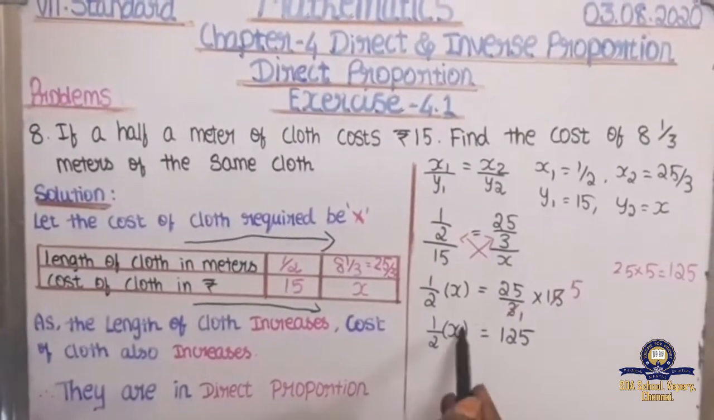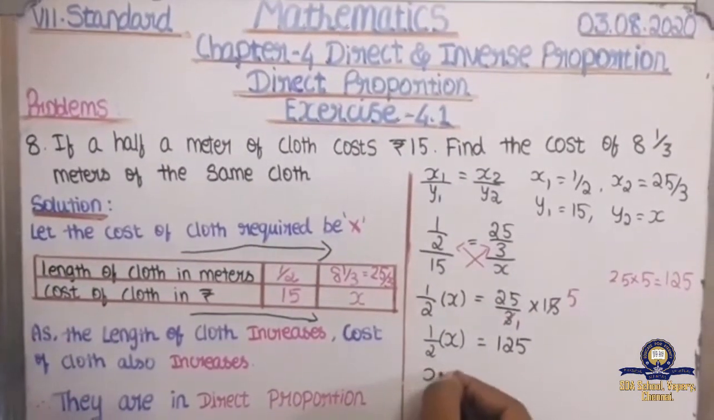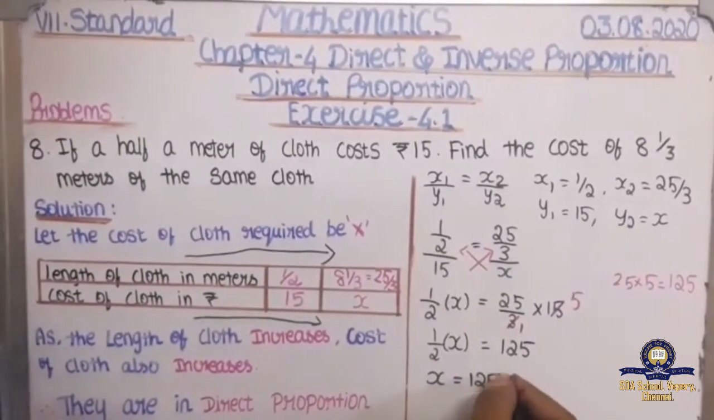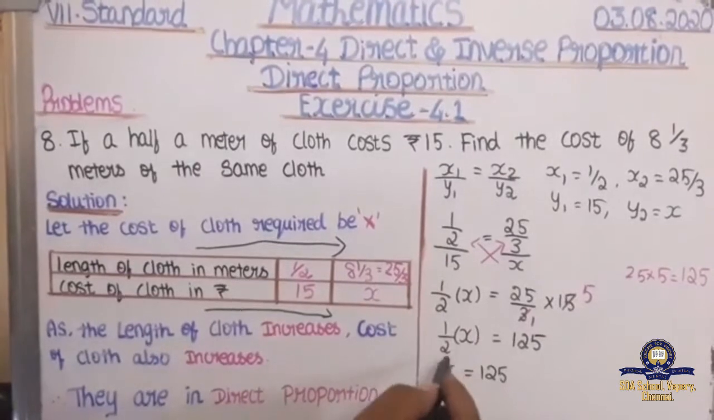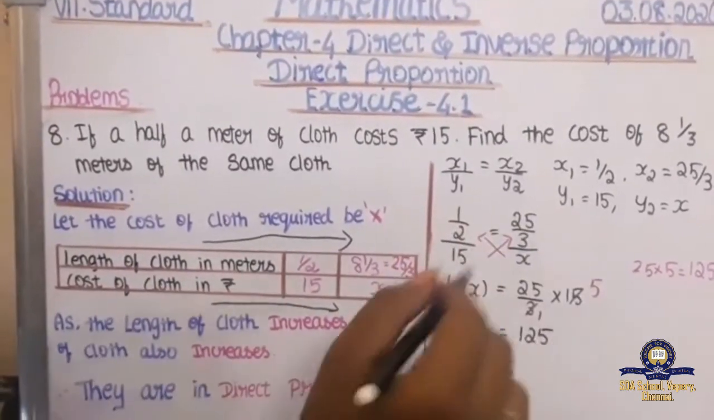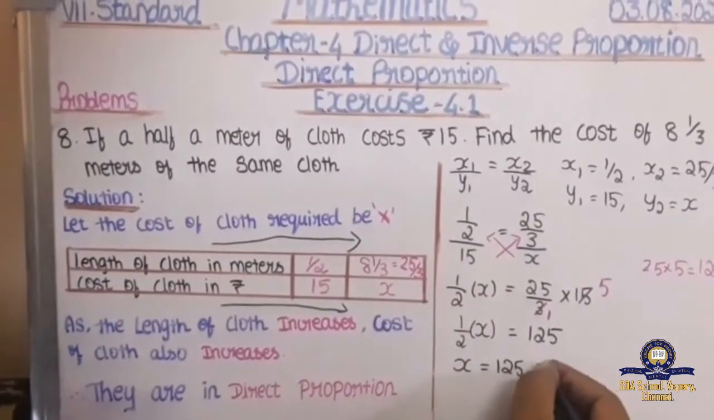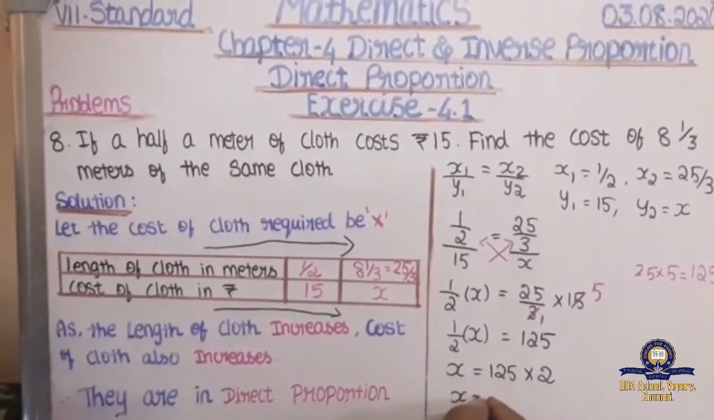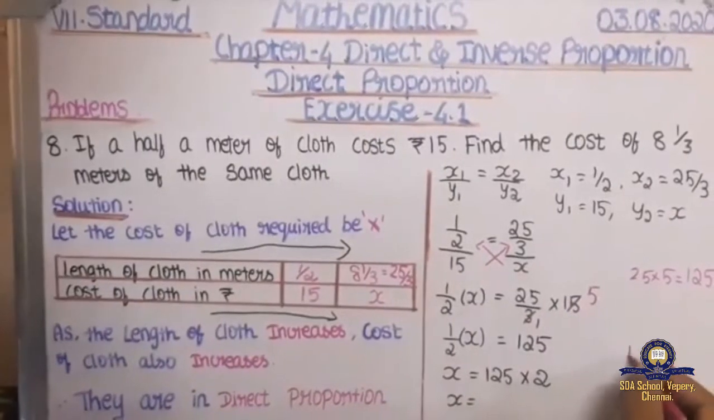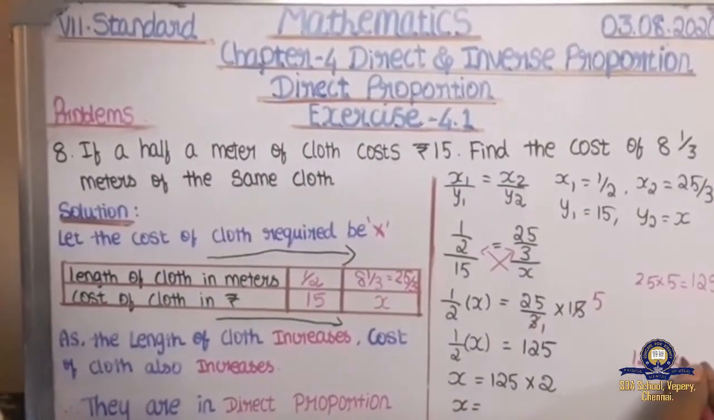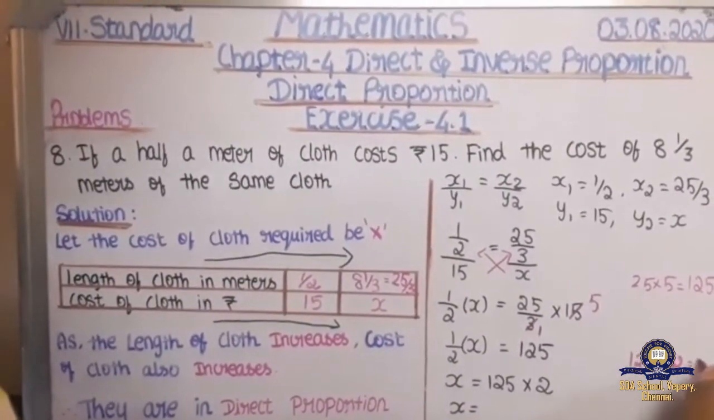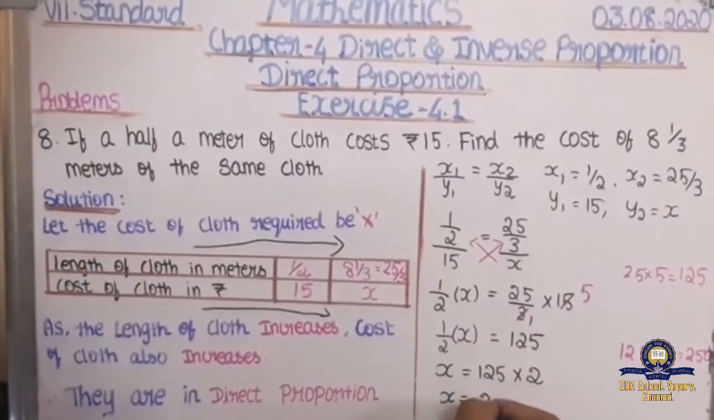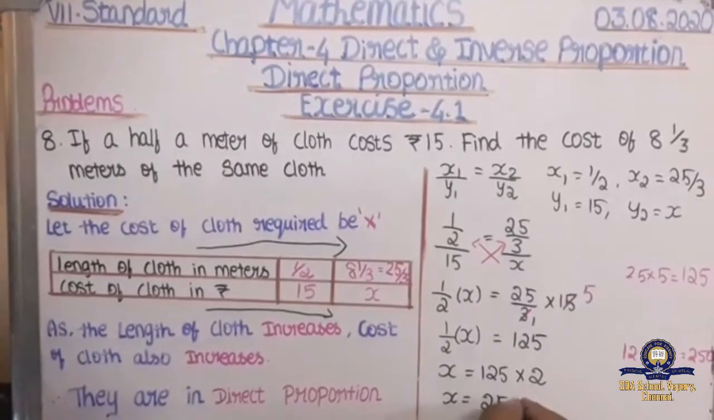Now we need to find the unknown variable x. So keep it on the right hand side. Now x is equal to 125. 1 by 2 is in the divide. When it goes to the other side, it will become multiplication. Therefore, 125 multiplied by 2. So x is equal to 125 multiplied by 2. It gives 250. Therefore, x is equal to 250.